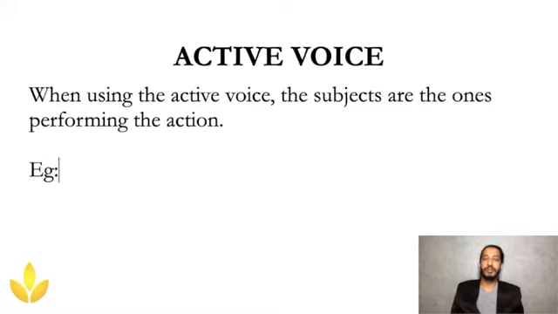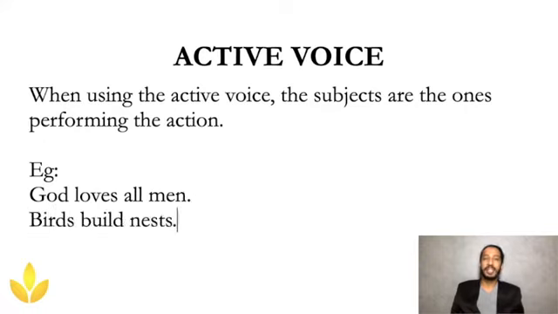So, God loves all men. Birds build nests. Dog eats bones. So, God, birds, and dog here are the subjects. And the objects of these sentences are men, nests, and bones. So, what are the verbs here? The verbs are love, build, and eat. In all of these sentences, the subject is the one that's performing the action.